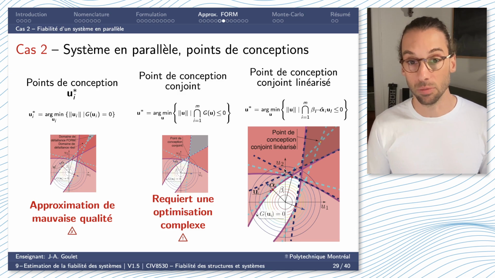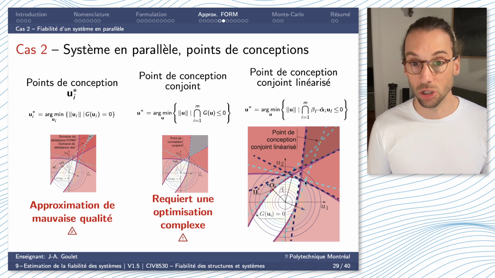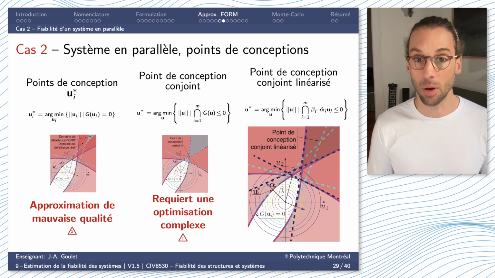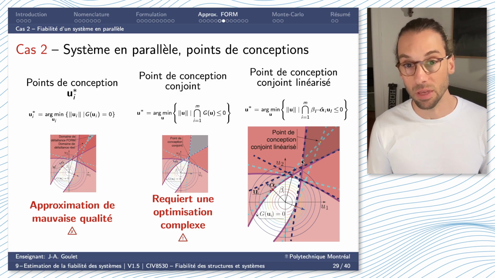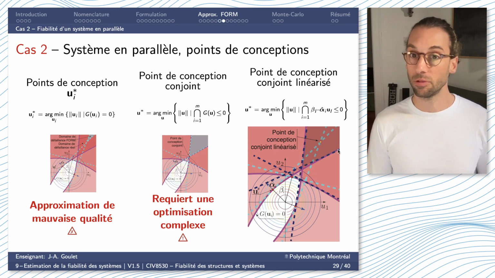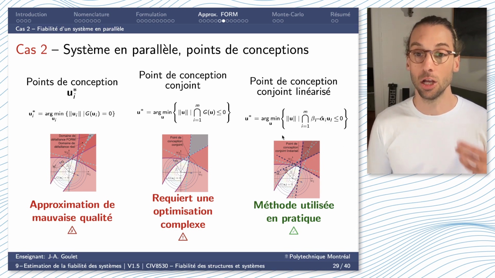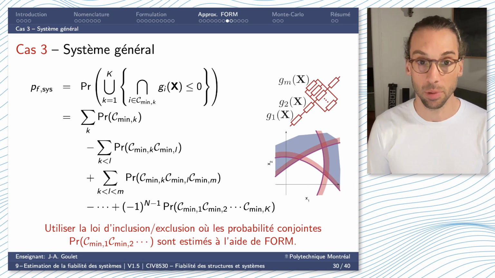Instead, what is going to be used in practice is that we're going to linearize the limit state function in cyan here, find the intersection that falls in the design point, and use that joint design point for all of my components. That's going to give me a new set of linearized limit states that are going to give me a fairly accurate representation of my system failure domain. And this is what would be used in practice to find a joint design point for all of my components.